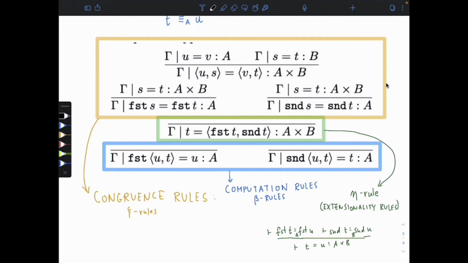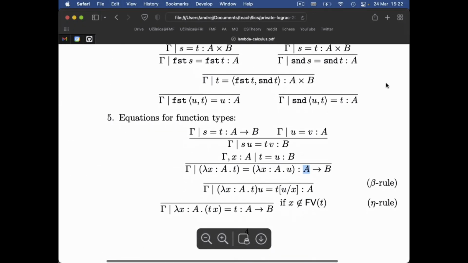Okay, so now let's have a look at the other things to see whether this pattern gets repeated. So we have function types.